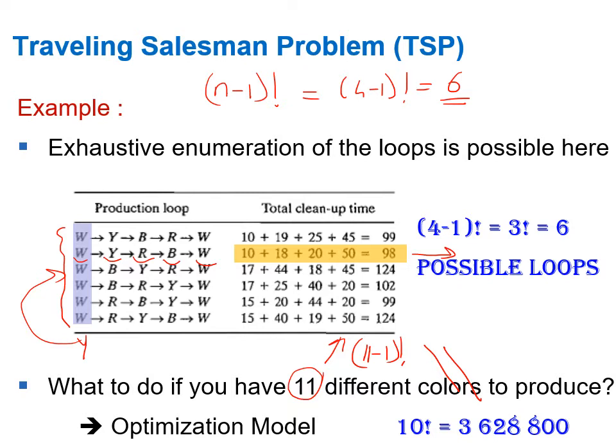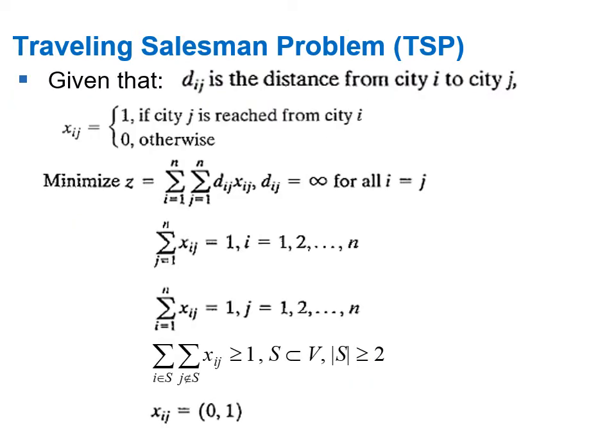What we can do is formulate this problem, develop the mathematical programming formulation, and use branch and bound or cutting plane algorithms to obtain the best solution. So let's formulate this problem. In the previous lecture, we already developed the general formulation for TSP.